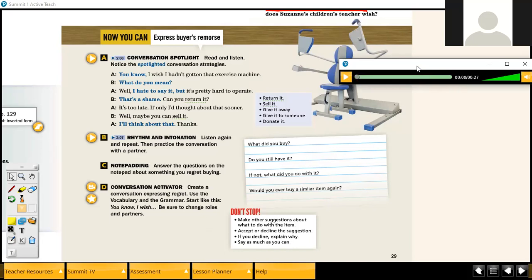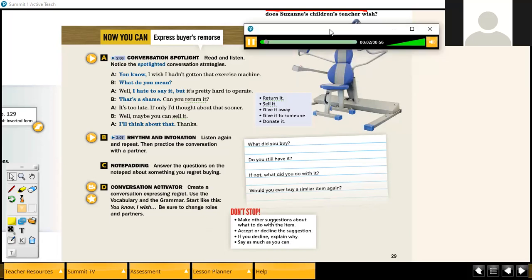Okay, do you have any question about vocabulary? No. Okay, so we have different expressions like, you know, what do you mean? I hate to say it, but that's a shame. I'll think about that, etc. This is the conversation we are going to practice. So please listen to the rhythm and intonation. Listen again and repeat. Then practice the conversation with a partner.